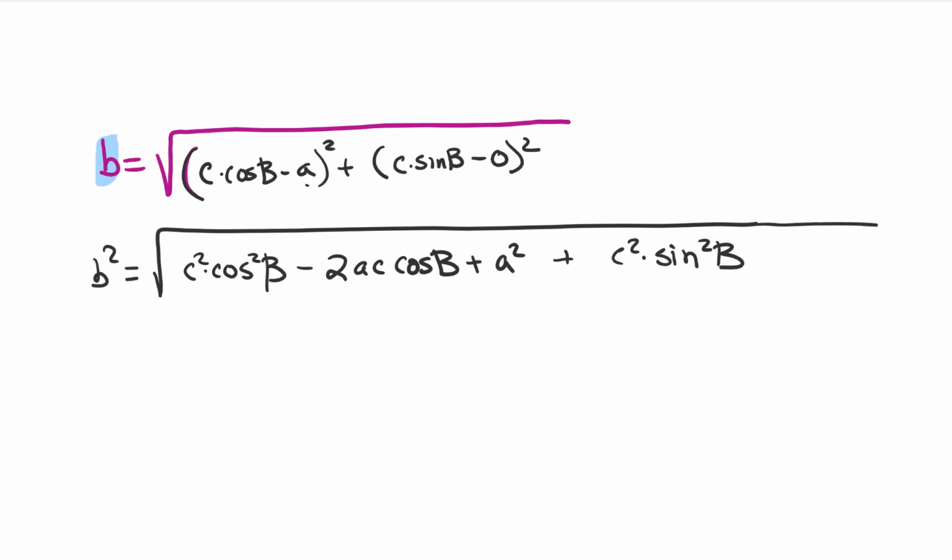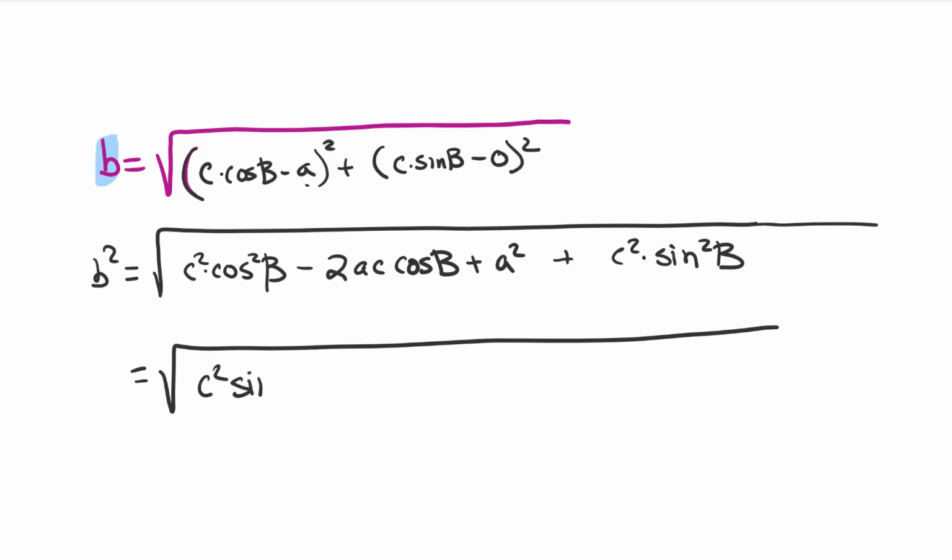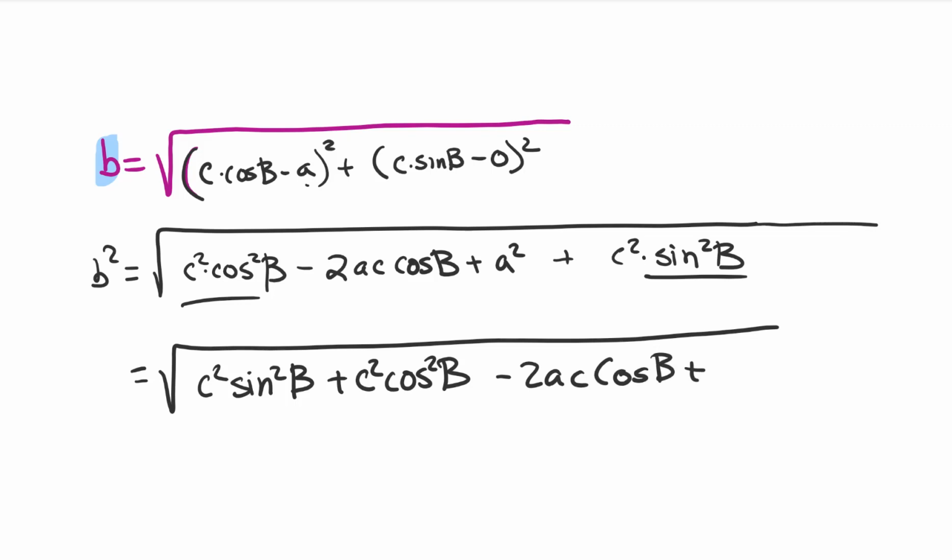There's a little bit of a cleanup here, because anytime I see a cosine squared and a sine squared, I start to get happy. And I think we can put those two things together. So let's put them next to each other, as such. And so c squared sine squared of b plus c squared cosine squared of b. Just put this one next to that one. Minus 2ac cosine of b plus a squared.